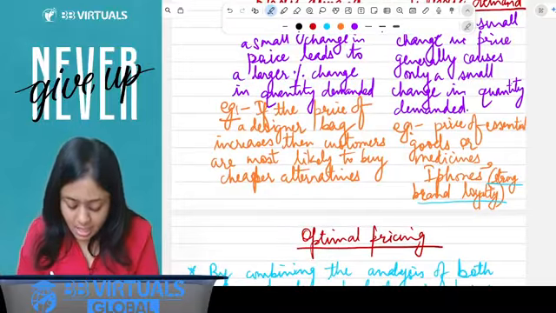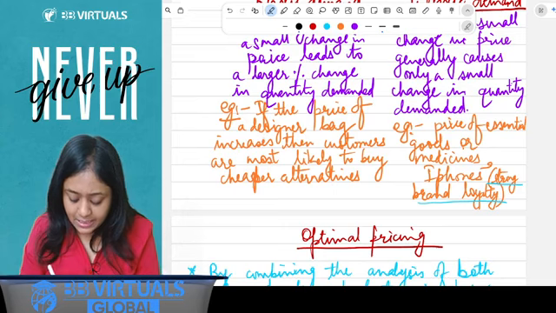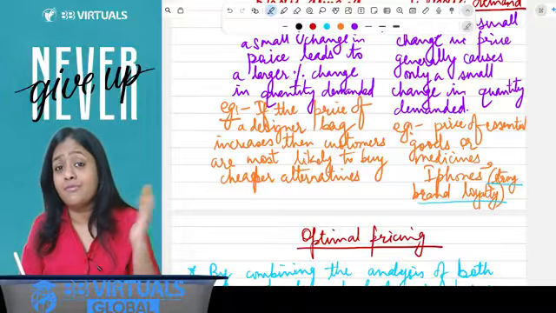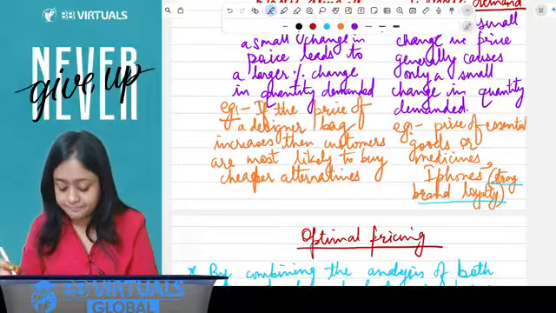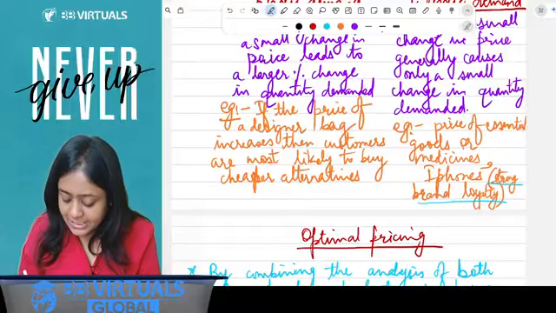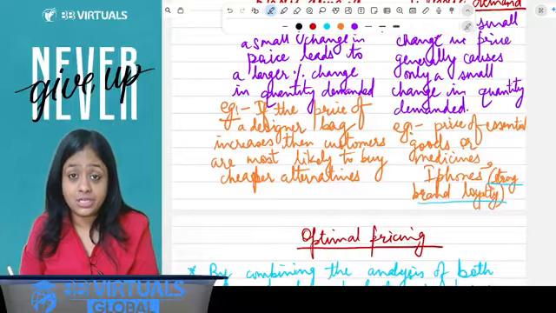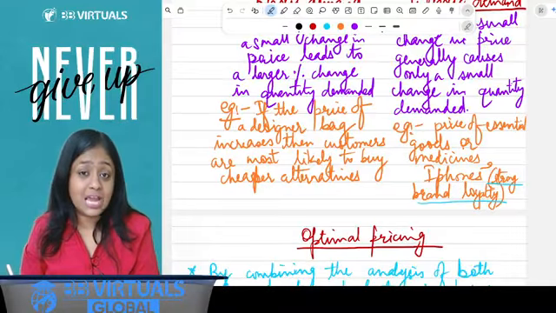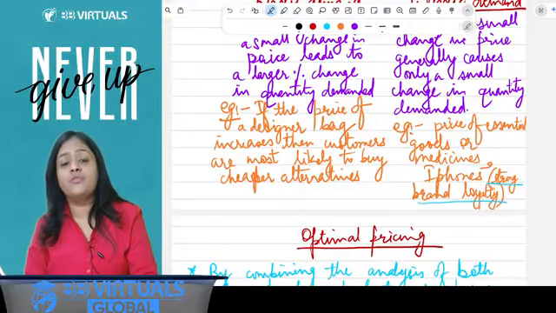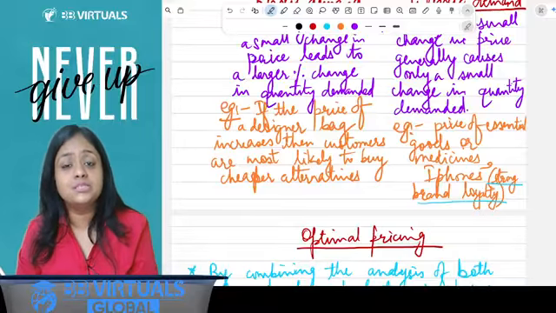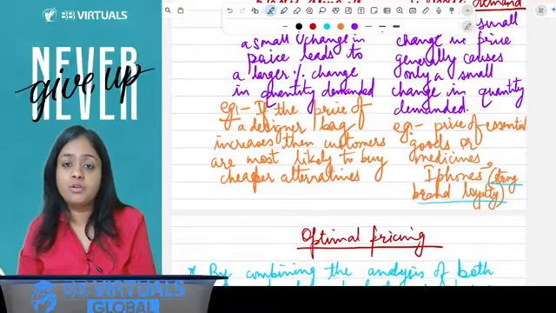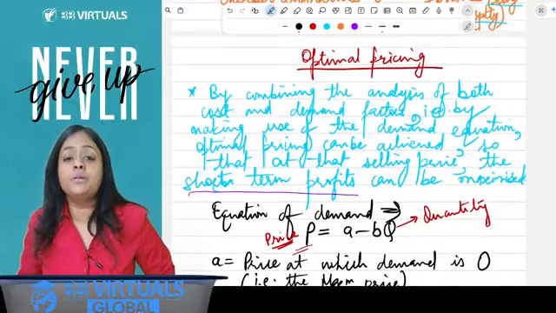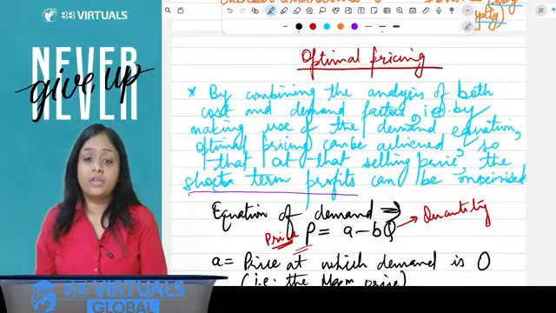For example, if the price of a designer bag increases, customers are most likely to buy the cheaper alternatives. Not everybody would go for the designer bags. Similarly, when the price of essential goods or medicine changes, or with strong brand loyalty, for example with iPhone, it will not really affect the demand, because if you have to buy the medicines, you will buy the medicines. So it won't really affect your demand. Now, what is the optimal price? Optimal price is what is tested in your exams.